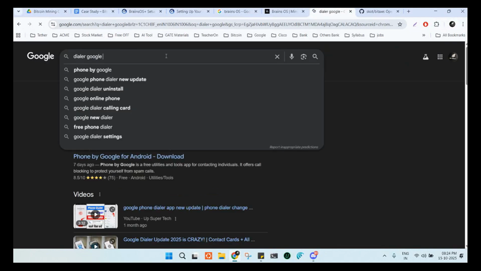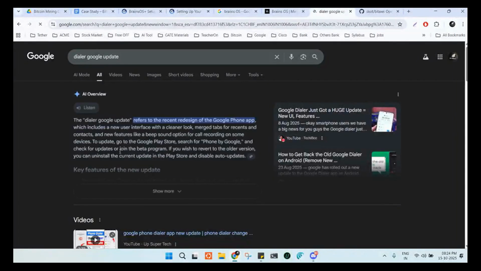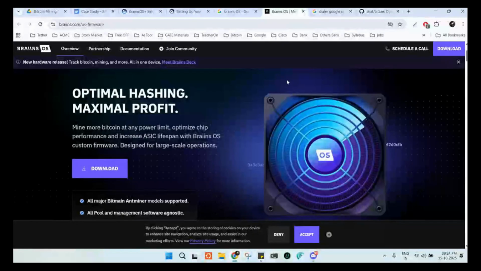You might have seen those recent changes, right? In a similar way, as Antminer is putting in that operating system, if they want, maybe they can communicate with the devices which you have purchased.